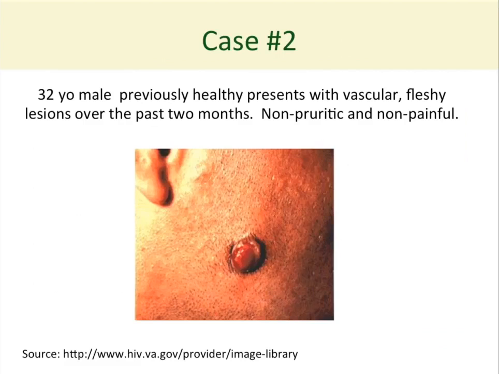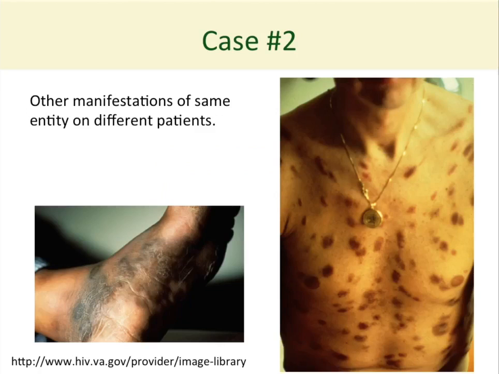Case number 2, 32-year-old male, previously healthy, presents with vascular fleshy lesions over the past 2 months, non-pruritic and non-painful. And this is from the VA caseload. And this is the same manifestations. So it can be dark, kind of a macule. It can be raised, kind of a papule, and it can be either a few lesions or multiple lesions.